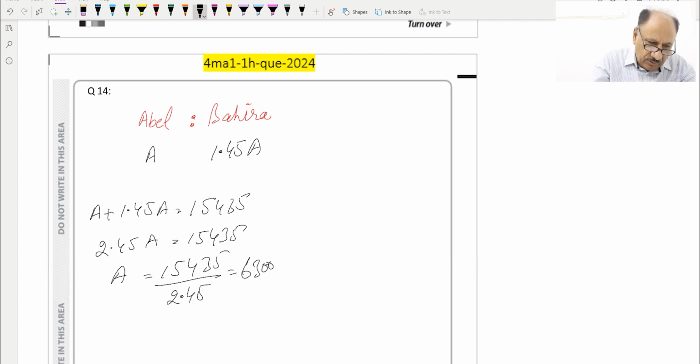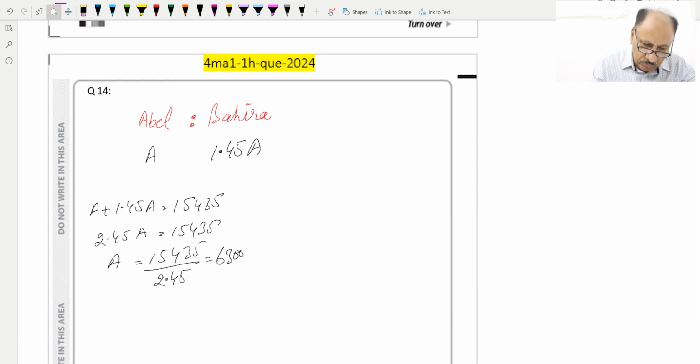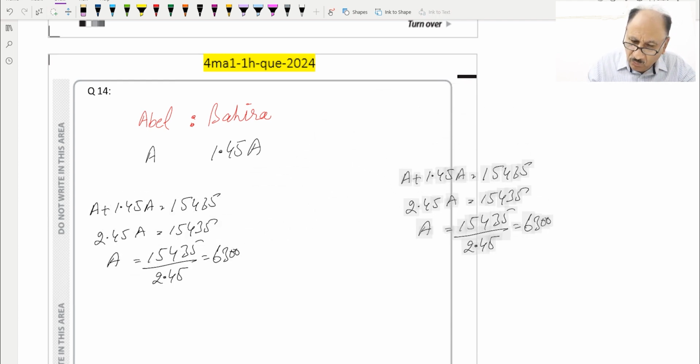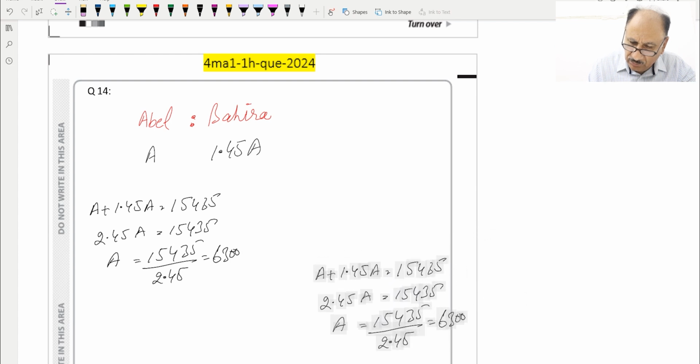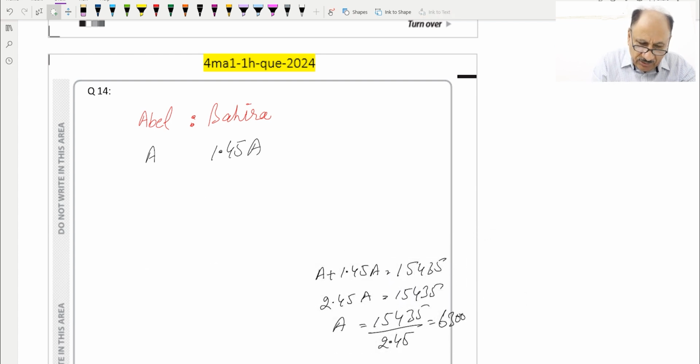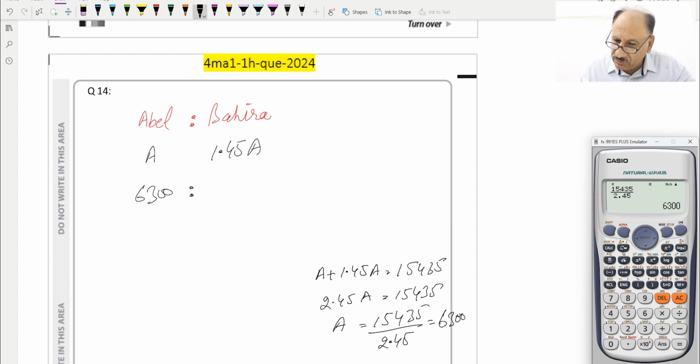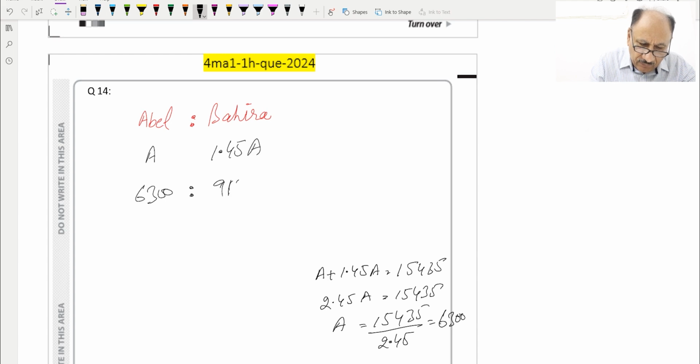If we move this a little to make space, I'm shifting this over here so that we can refer to this also. So the share of Abel is 6,300. So we can write 6,300, and 1.45 times 6,300 is 9,135. So this much is for Bahira.